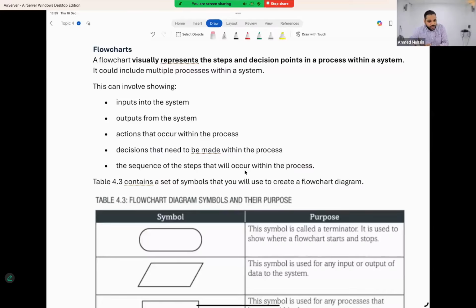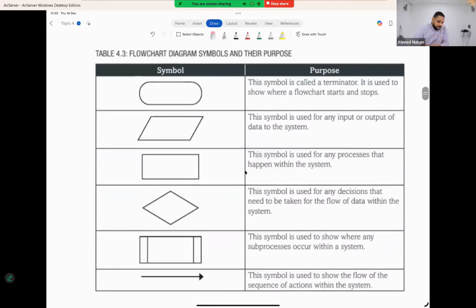So can we draw these symbols? Can we first understand them? The first symbol, oval shape. What do we call it? It's the terminator. Every flow chart has a start, but not every flow chart has an end. There are some flow charts that run again and again. What do we call that? Loop. Some flow charts are on a loop. There is no end. They keep running. So every flow chart will have a start, but not every flow chart will have an end.